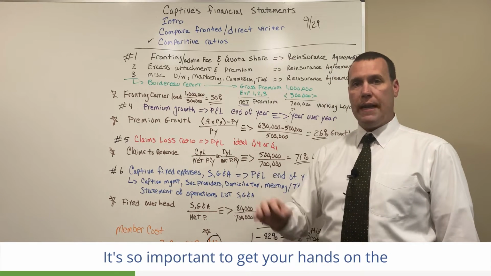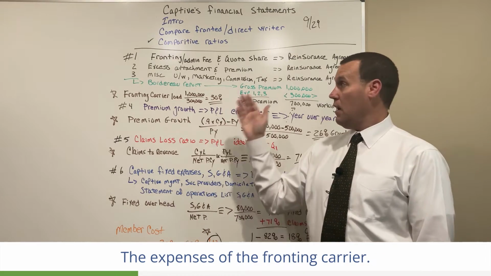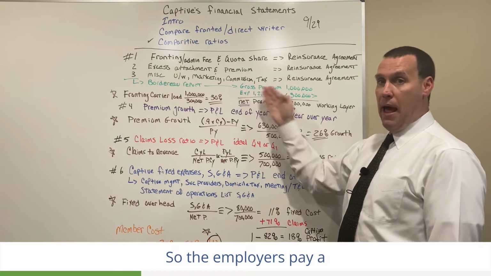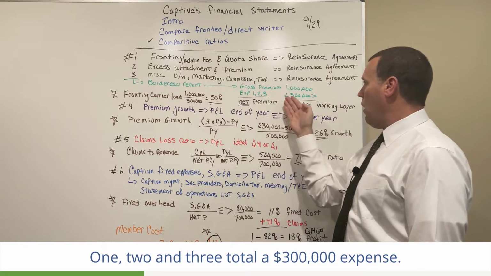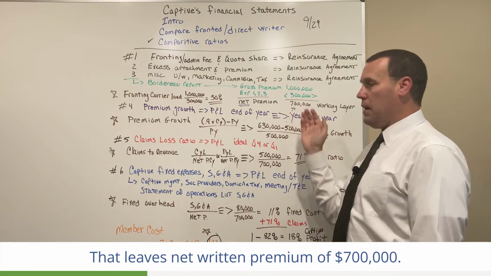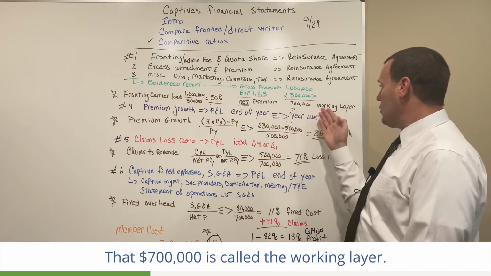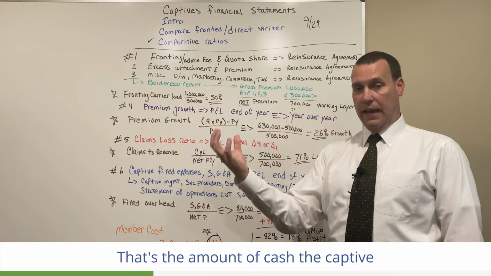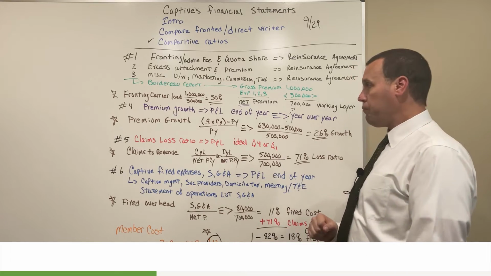It's so important to get your hands on the bordereau report because that's where all the secrets are, the expenses of the fronting carrier. So, the employers pay $1 million of gross premium. Items 1, 2, and 3 total a $300,000 expense. That leaves net written premium of $700,000. That $700,000 is called the working layer. That's the amount of cash the captive has control of to pay claims.